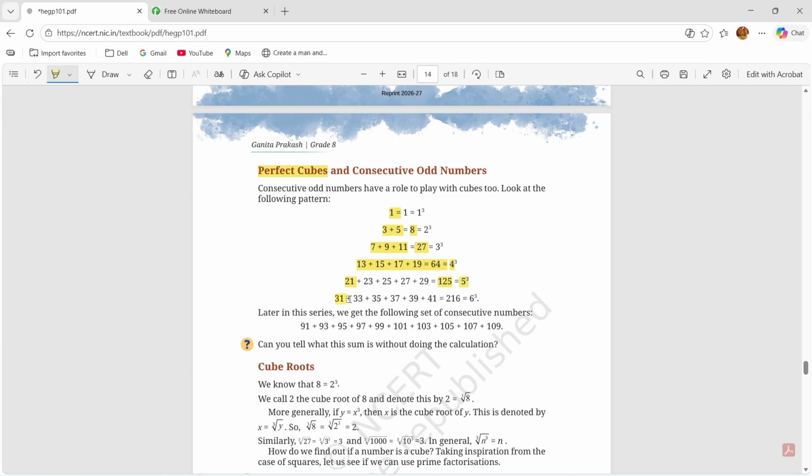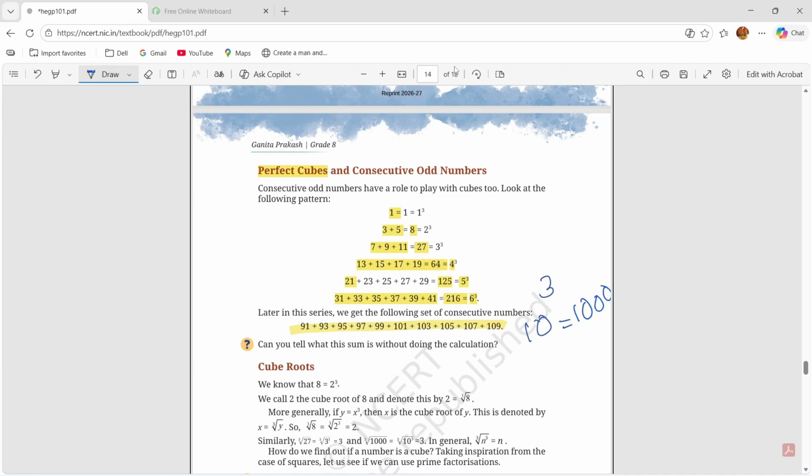Now what is the next? 1, 2, 3, 4, 5, 6 consecutive odd numbers, and we are getting 6 cube, that is equal to 216. Later in this series, we get the following set of consecutive numbers. ഈ സീരീസ് ഇത് എത്ര ടേംസ് ഉണ്ട് ഇവിടെ? 1, 2, 3, 4, 5, 6, 7, 8, 9, 10. 10 successive odd numbers. That means that is equal to എന്തായിരിക്കും? 10 cube, and that you will get 1000. So you can try to check this now by adding these numbers.